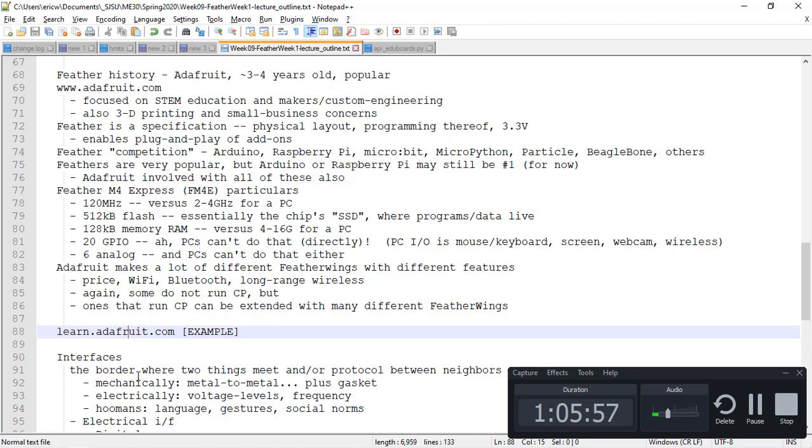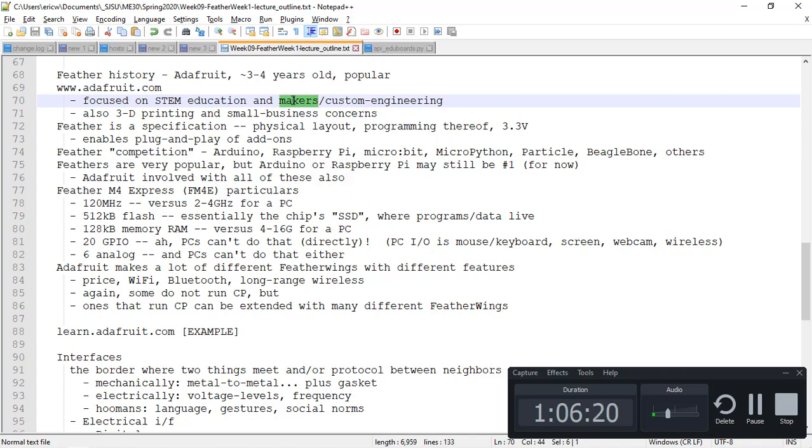And clearly the range of possibilities for the things that Feather can do now that's 10 times more powerful than that was are even greater. The other thing is they tend to cater to makers and basically people doing custom engineering jobs. So they are a medium-sized company, I would say at this point. They're probably about 130 people.